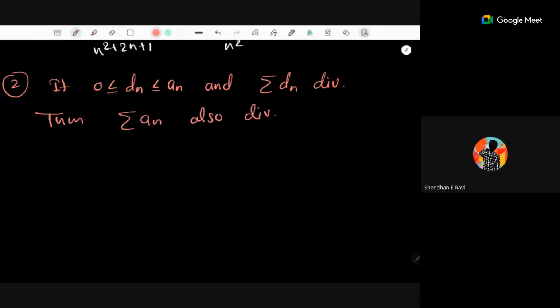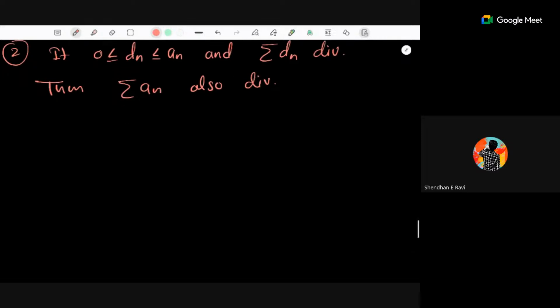Here the result says that if we are able to find a series summation dn such that dn is less than or equal to an for all n above some number, or for all n belonging to natural numbers, and the series summation dn diverges, then you can say that summation an also diverges.